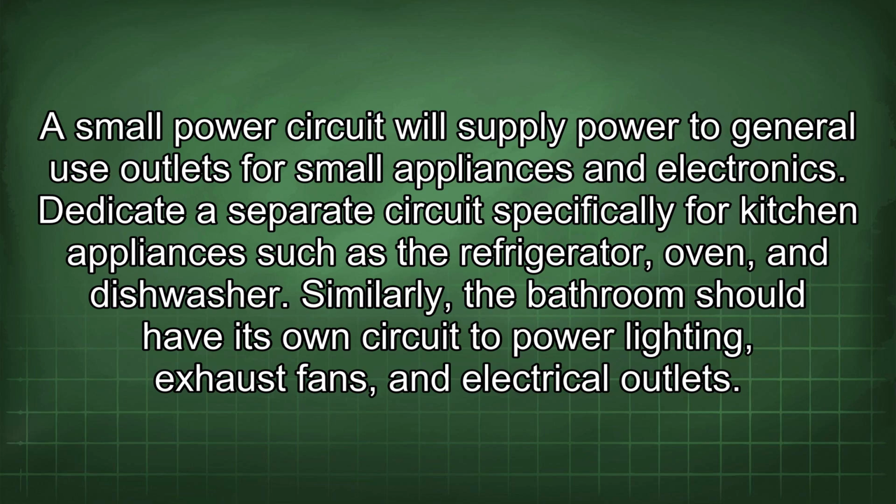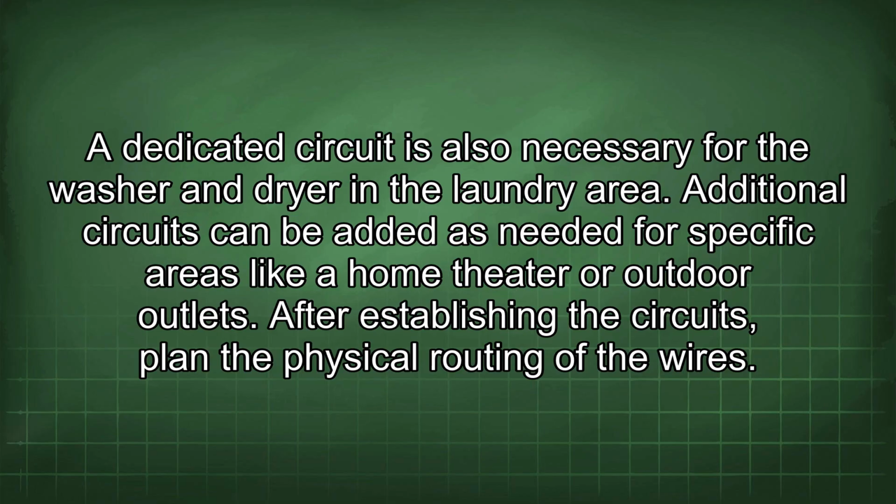Dedicate a separate circuit specifically for kitchen appliances such as the refrigerator, oven, and dishwasher. Similarly, the bathroom should have its own circuit to power lighting, exhaust fans, and electrical outlets. A dedicated circuit is also necessary for the washer and dryer in the laundry area. Additional circuits can be added as needed for specific areas like a home theater or outdoor outlets.